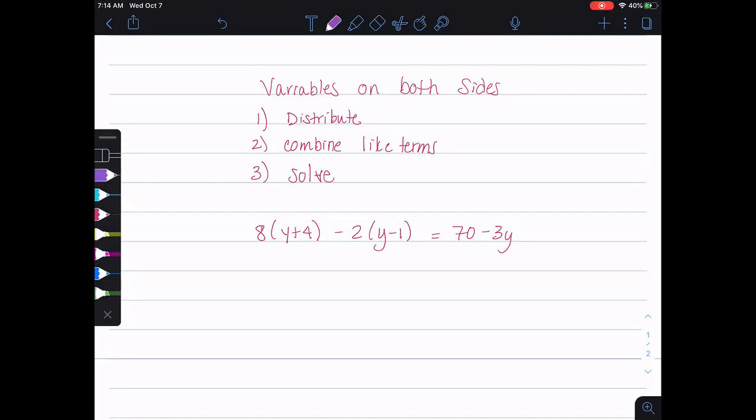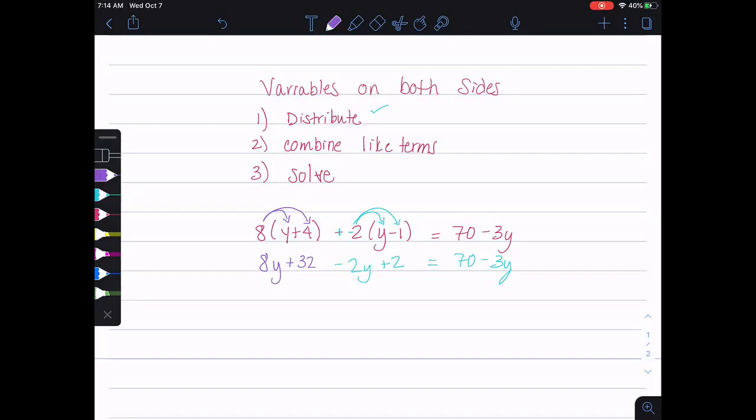So as we walk through this, our first step is to distribute. So I'm going to multiply this 8 in. So I have 8y plus 32. I'm going to multiply this. This is a plus negative, so this is a negative 2 that I'm distributing in or multiplying through. So I will have a minus 2y plus 2 equals 70 minus 3y. So at this step, I've distributed. Now I need to combine like terms.